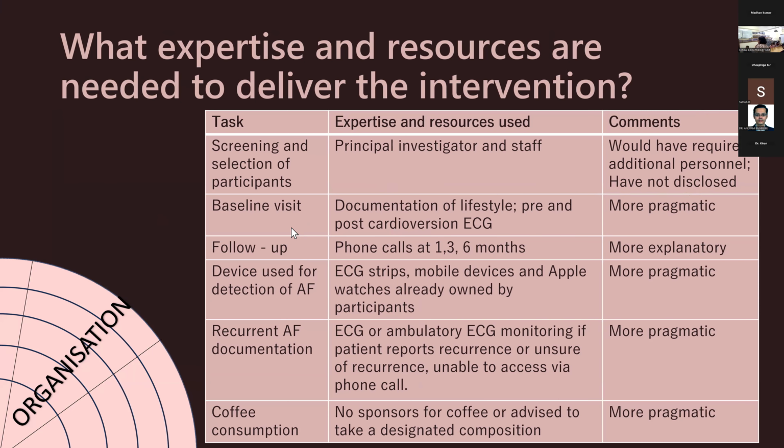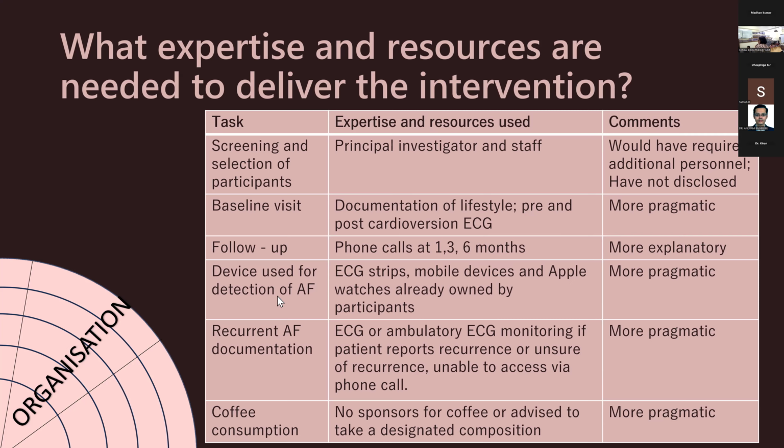Looking at the baseline visit, they have documentation of lifestyle, pre and post cardioversion ECG. Normally, for a patient who is going to undergo cardioversion, they would require a pre and post cardioversion ECG. So this is more pragmatic. Follow-up phone calls at 1, 3, and 6 months. Normally, a patient with atrial fibrillation would have follow-up at 1, 3, and 6 months, and they would probably be visiting the hospital. So having this phone call element is going more towards an explanatory approach.